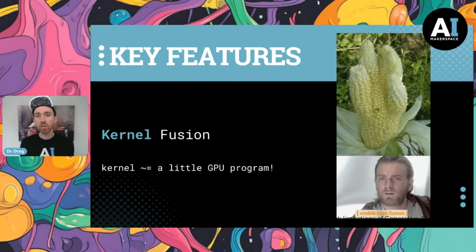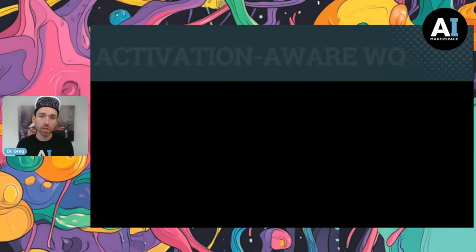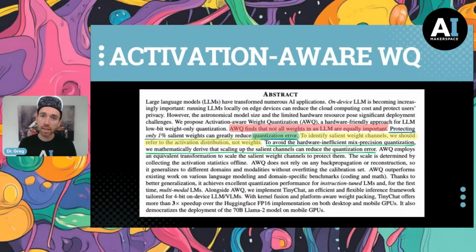Now, let's take a look at the abstract, knowing everything we know now, and see if we can really grok AWQ. Okay, AWQ finds that not all weights in an LLM are equally important. Dope. Sounds good. We're on the same page. Protecting only 1% of salient weights can greatly reduce quantization error.